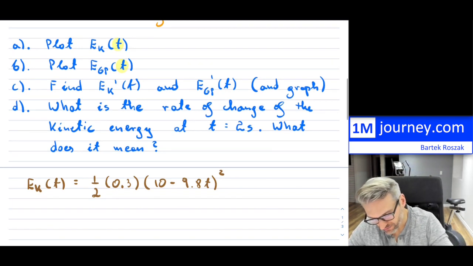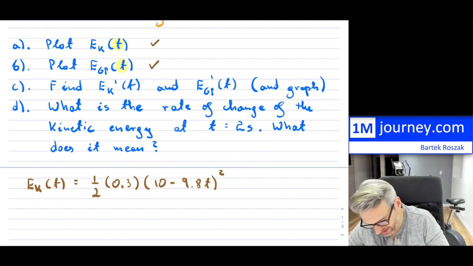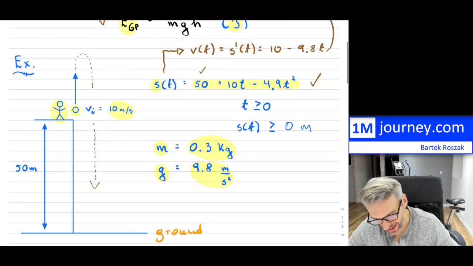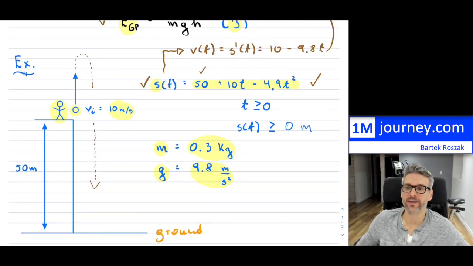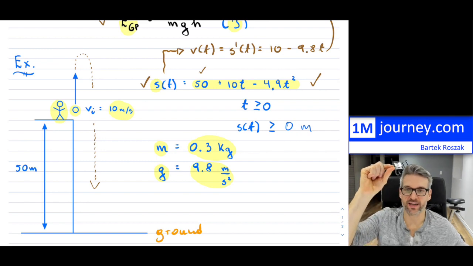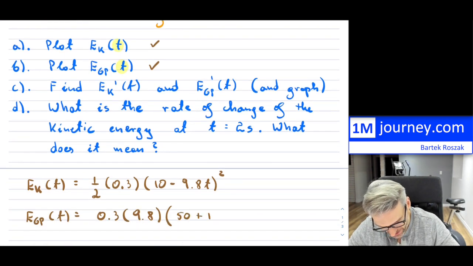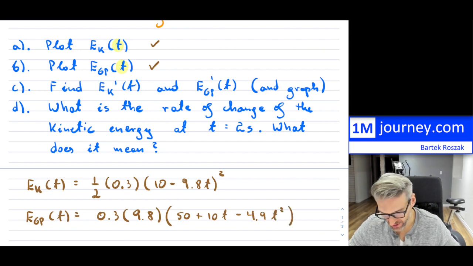Now my gravitational potential energy, I can do exactly the same thing. My gravitational potential energy with respect to t is going to be my mass, which is 0.3, multiplied by my gravity, which is 9.8, that's coming down, and then multiplied by the height. But the height that I am at is nothing else but the position. It is the position of the ball, that's the height that I am at. So that is going to be 50 plus 10t minus 4.9t squared. All right, so that is that.